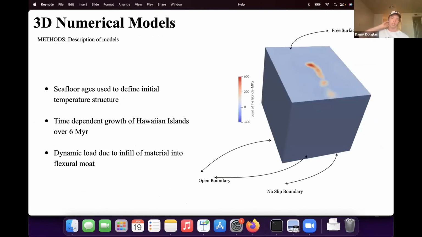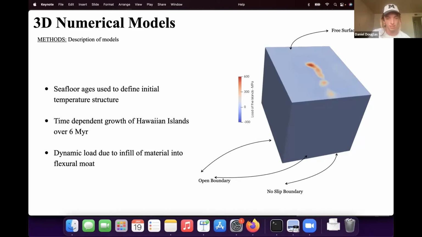And so with all that background, I'll get into what my models look like and the main features of it. I'm showing a picture here on the right at the last time step of one of my models, and we're looking at the vertical stress field. You can see at the top boundary, the free surface, we have a clear outline of what the islands look like. So you can see the stresses are reflecting where the islands are located, which is good. And then we have open boundaries on all four sides, and then a no slip boundary on the bottom for stability.